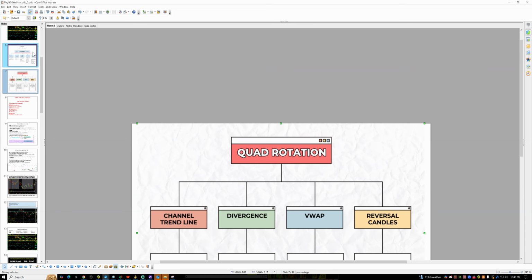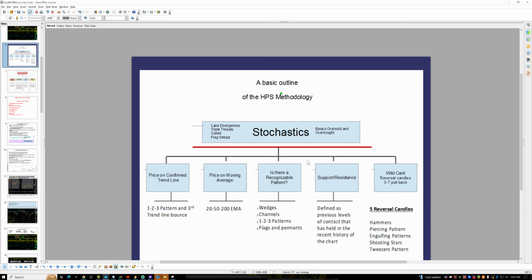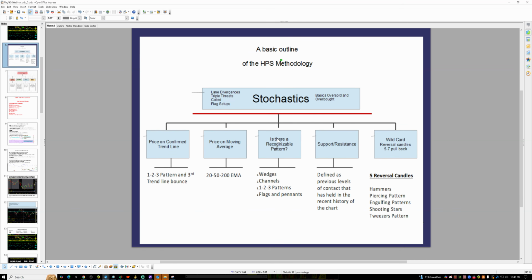This was back in 2007, 2008, when I was working on the HPS methodology. I wrote this out; this is really old. Stochastics were our foundation. That was what I called the foundation indicator. Everything was based on stochastics. And with the stochastics, we had divergences, we had triple threats. I didn't even have the quad back then. It was a triple, and then I added one more and made it the quad. So that's a little trivia there.